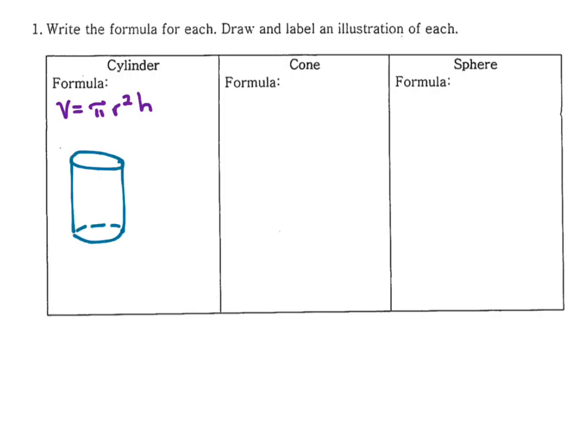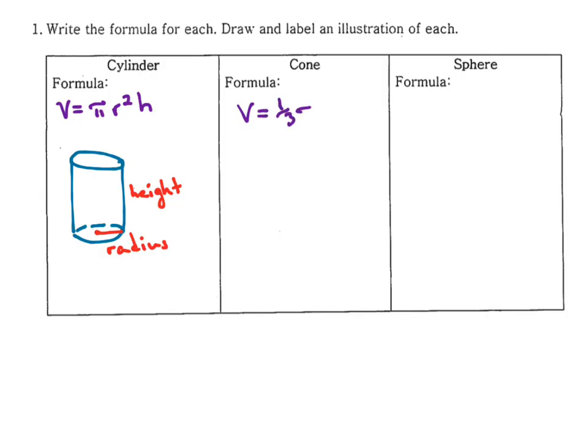Draw an illustration. There's my cylinder. And the key things that you must have labeled are these variables, radius and height. Show me where they are on a cylinder. There's the height, which refers to the height, and the radius, which is halfway. It goes from the center to any edge. Okay, radius, not diameter.